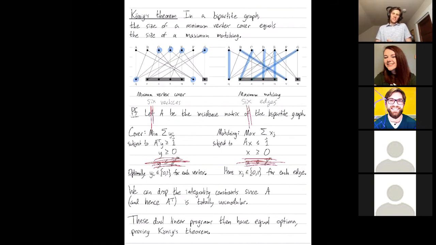All right, so I thought this was a really cool connection, a pretty nice mathematical concept, total unimodularity, that's relating to this combinatorial problem of matchings and covers via the duality of linear programming.